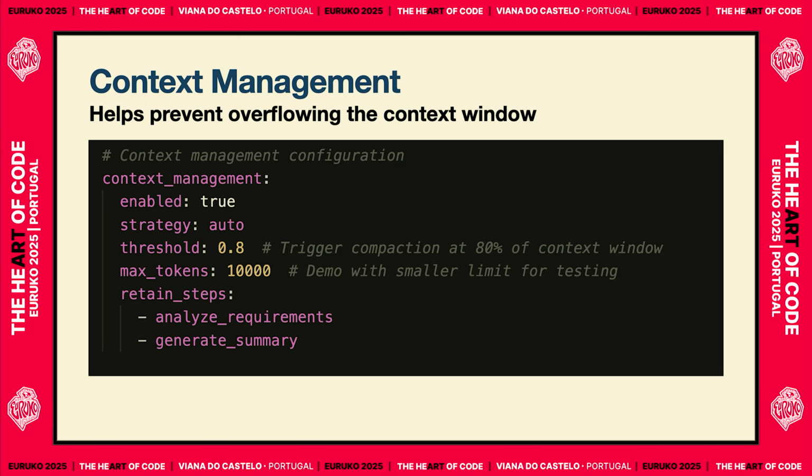So Roast also has context management features that let you specify what you want to happen in that case. Do you want it to fail? Do you want to do some sort of smart compaction? Do you want to do compaction but retain steps?